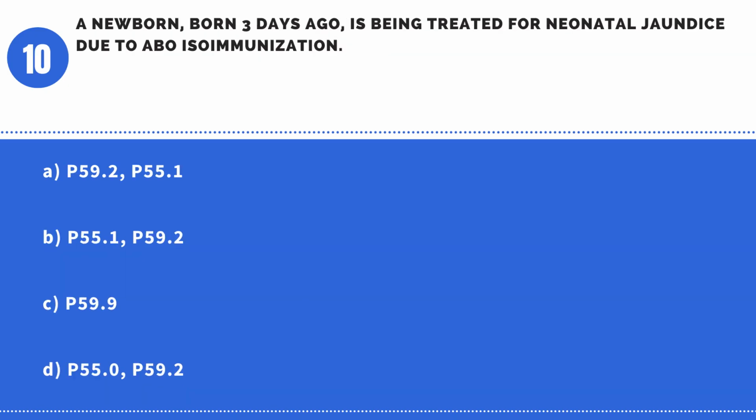Question 10. A newborn, born 3 days ago, is being treated for neonatal jaundice due to ABO isoimmunization. A. P59.2, P55.1. B. P55.1, P59.2. C. P59.9. D. P55.0, P59.2.